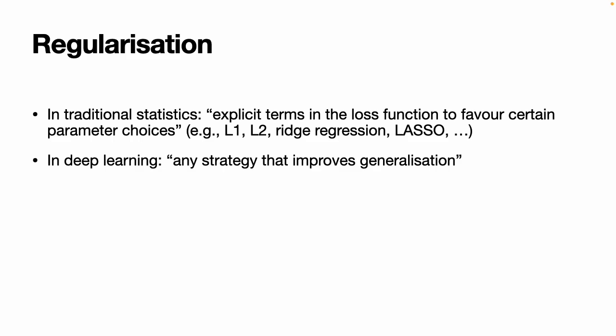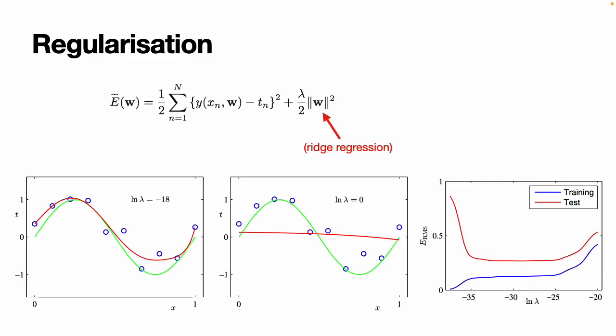The first thing to say is that in deep learning, and these are quotes from the Prince book again, we mean any strategy that improves the generalisation, that improves this ability to predict unseen data. And what I'm going to show you for the last 20 minutes or so are a bunch of hacks that fall into random things that seem to improve generalisation. But what's the traditional regularisation?